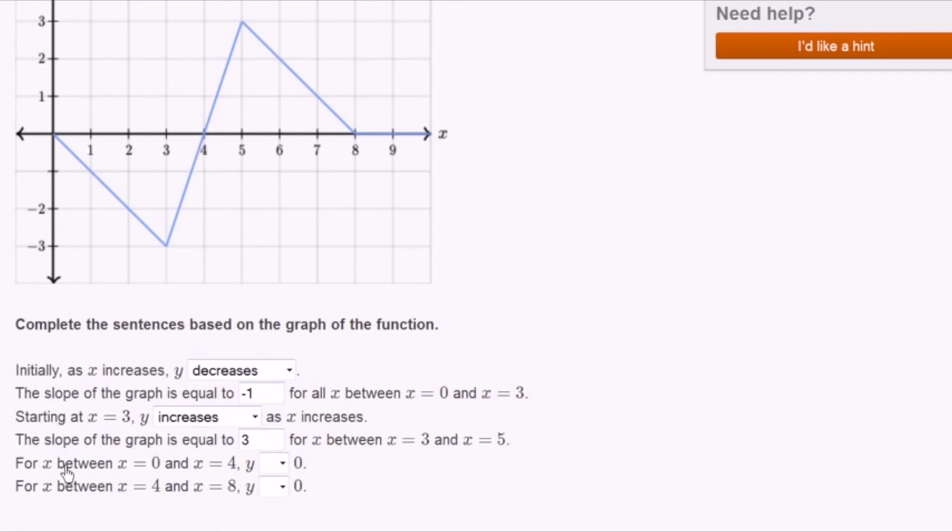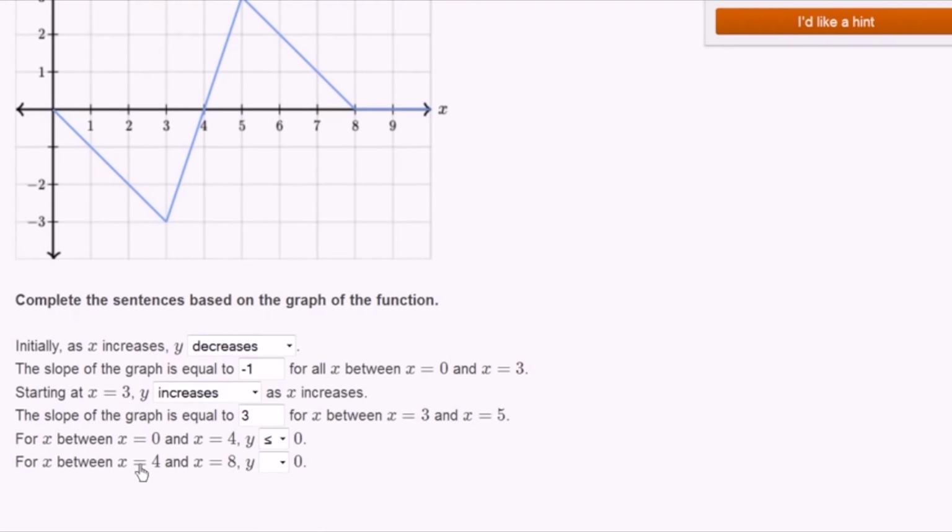For x between x equals 0 and x equals 4, y, and let's see, we can pick greater than, less than, or less than or equal to, greater than or equal to, or equal. So for x equals 0 and x equals 4, y is less than or equal to 0. So let's do less than or equal to 0. And then they say for x between x equals 4 and x equals 8, well then y is greater than or equal to 0.